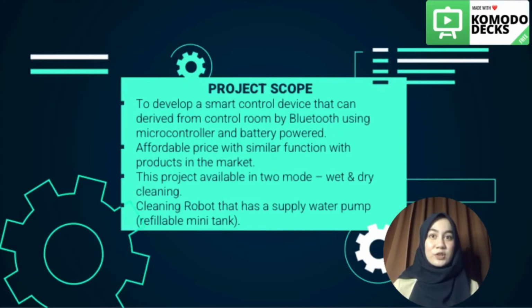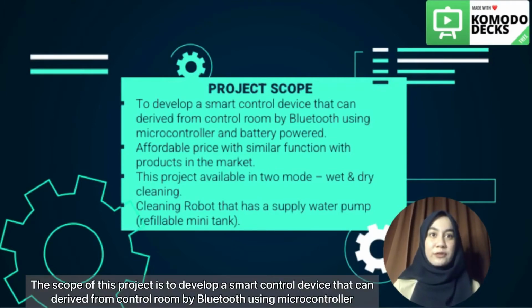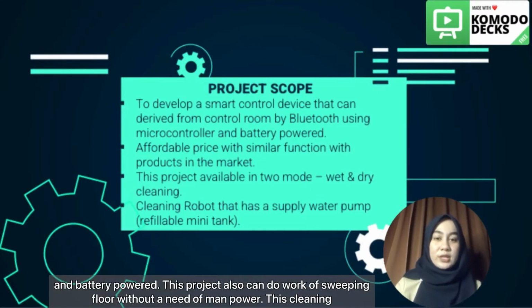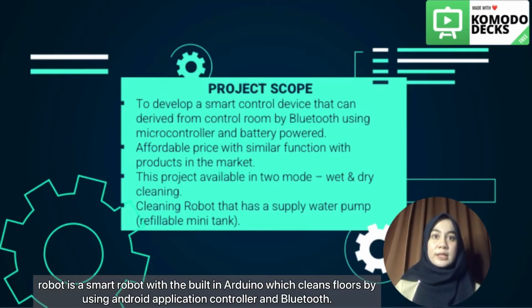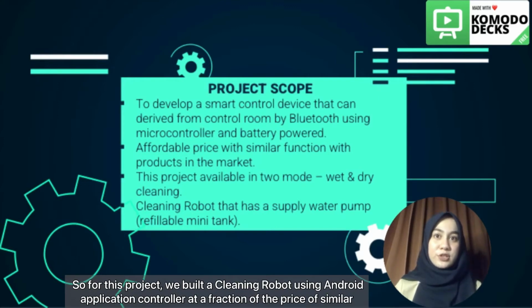Project scope. So the scope of this project is to develop a smart control device that can be controlled from the room by Bluetooth using a microcontroller and battery powered. So this project can also do the work of sweeping floors without a need for manpower. This cleaning robot is a smart robot with a built-in Arduino, which means it cleans floors by using an Android application controller and Bluetooth. So for this project, we built a cleaning robot using an Android application controller at a fraction of the price of similar products on the market.